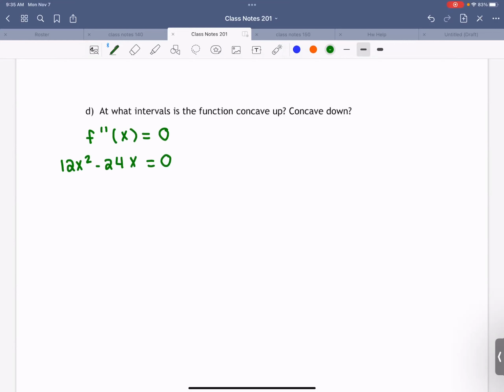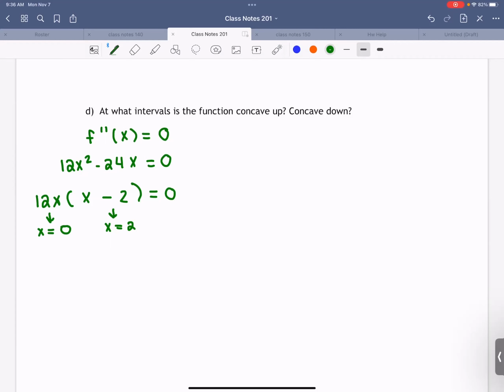How should I solve this? Take out a 12x. What I'd be left with on the inside is x minus 2. Looks like the 12x gives me x equals 0, and the x minus 2 gives me x equals 2.